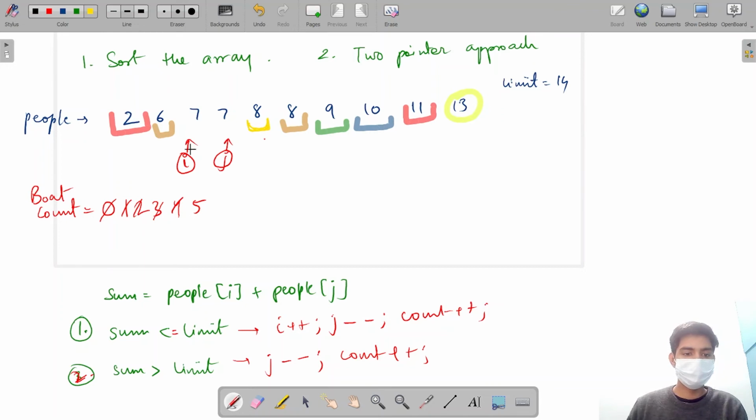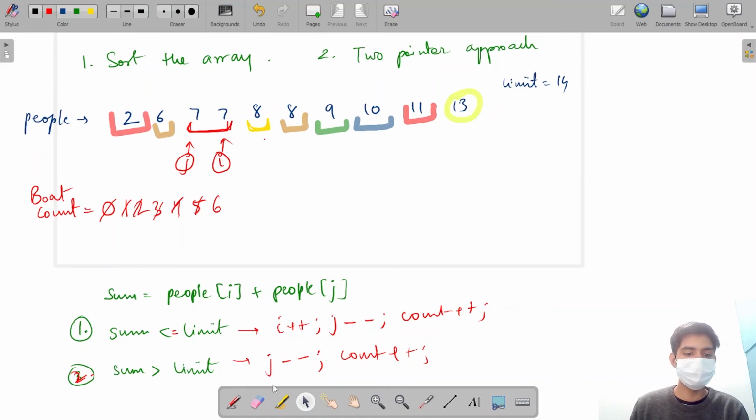Now I have I and j, also this will increment. I have I and j, right, which is 7, and now 7 and 7, which will give me 14. So these two are going to go together. So I'll increment my I and decrement my j, right? After which I will get my answer, right?